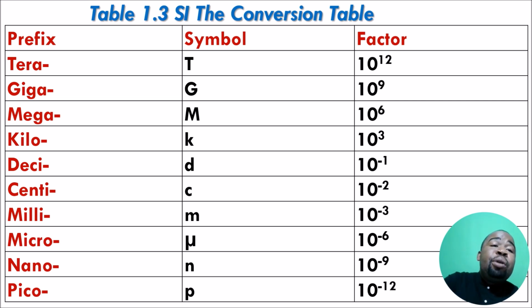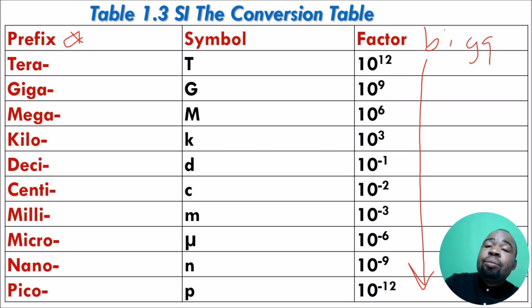Now we have prefixes on one side of the conversion table, and I've intentionally arranged my prefixes from biggest to smallest. This is very important because we are going to go from big to small or from small to big when we're converting. Now, what you need to do as a student is to know the prefix, to know the symbol, and the power of 10.